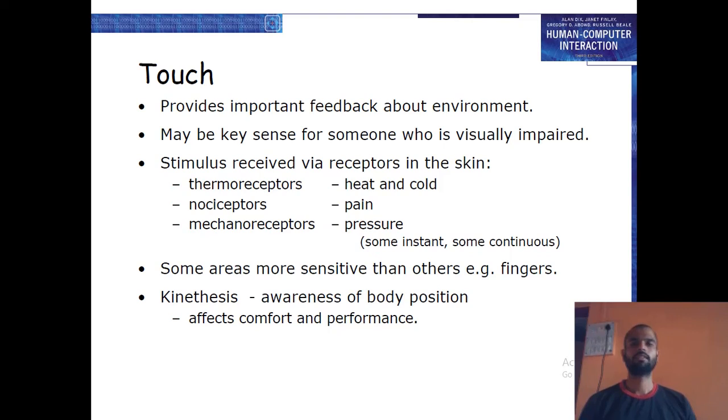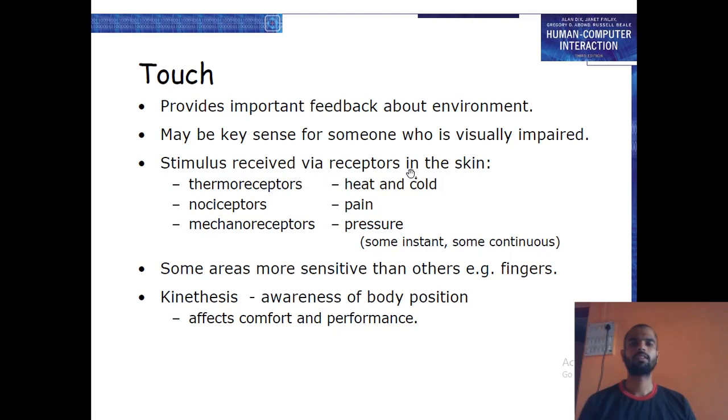Next sense is touch. Touch provides important feedback about the environment. There are many people for whom touch plays an important role, like blind people, who can distinguish a person or object with the help of the touch sense.